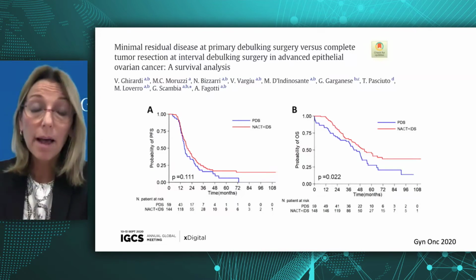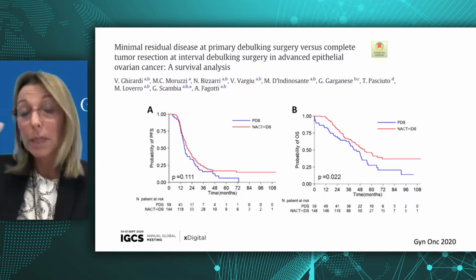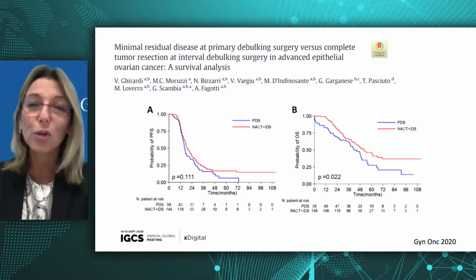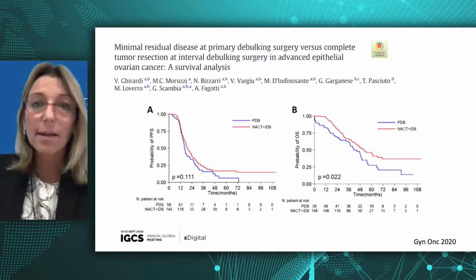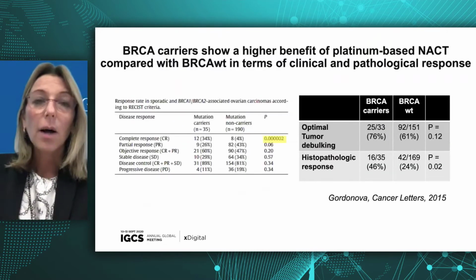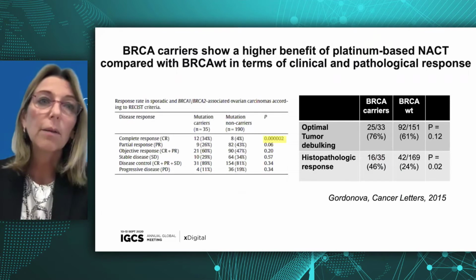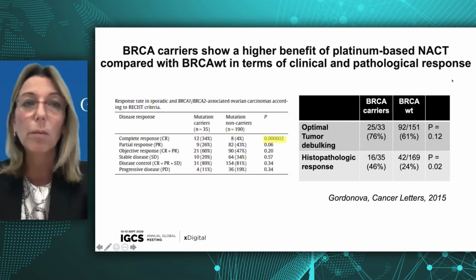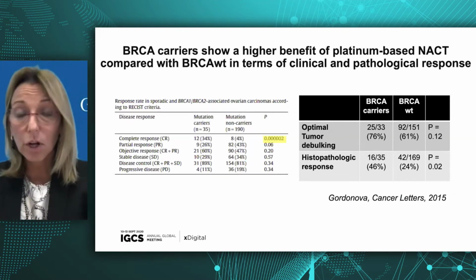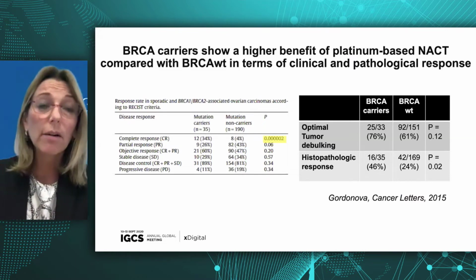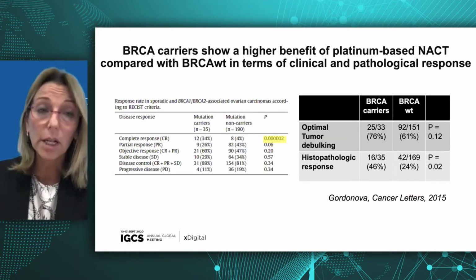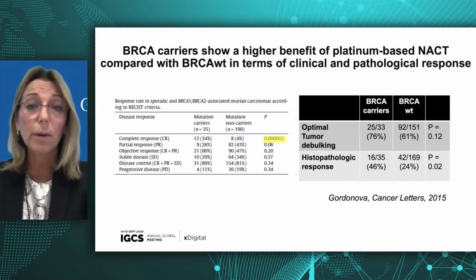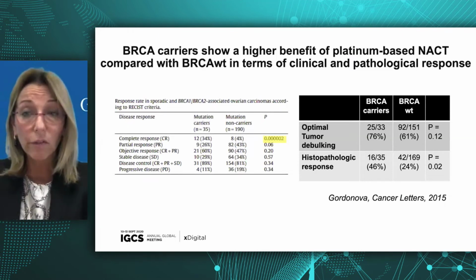Of course, if we might have some predictive marker to predict response to neoadjuvant chemotherapy, then in that case it would be nice to manage those patients who are going to respond to neoadjuvant chemotherapy and then successful interval debulking surgery. There is a growing body of evidence showing that BRCA carriers show a higher benefit of platinum-based neoadjuvant chemotherapy compared with BRCA wild type in terms of clinical and pathological response, as you can see here. Mutation carriers have a 34% of complete clinical response with respect to 4% of mutation non-carriers, and the same regards histopathologic response, 46 versus 24%.